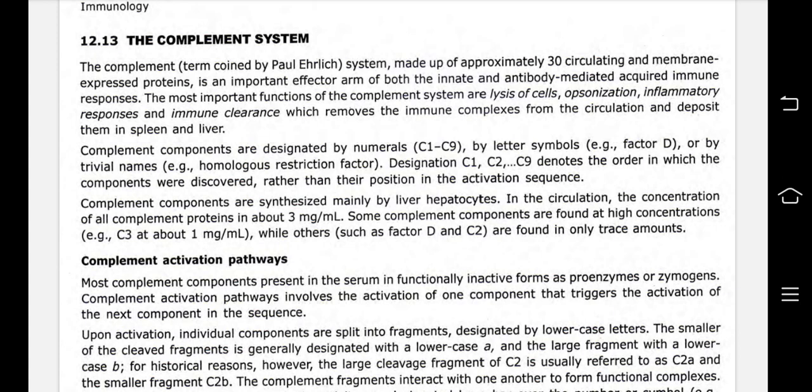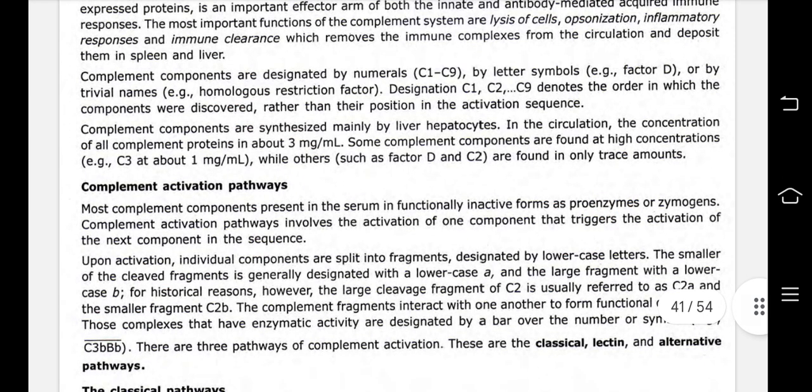Complement components are designated by numerals C1 to C9, by letter symbols such as factor D, or by trivial names such as homologous restriction factor. So the designation C1, C2 up to C9 denotes the order in which the components were discovered rather than their position in the activation sequence.